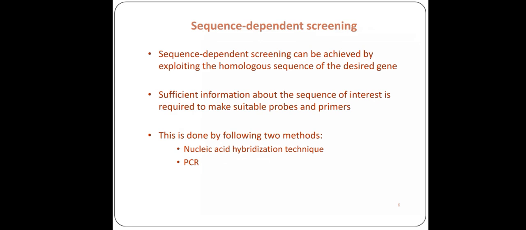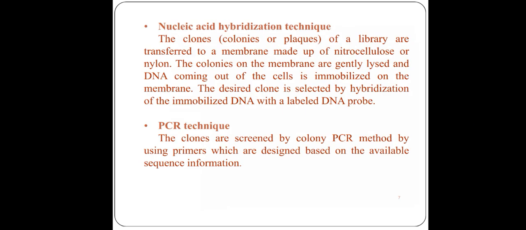Sequence dependent screening can be achieved by exploiting the homologous sequence of the desired gene. Sufficient information about the sequence of interest is required to make suitable probes and primers. There are two methods for sequence dependent screening. The first one is the nucleic acid hybridization technique and the other one is the PCR technique.